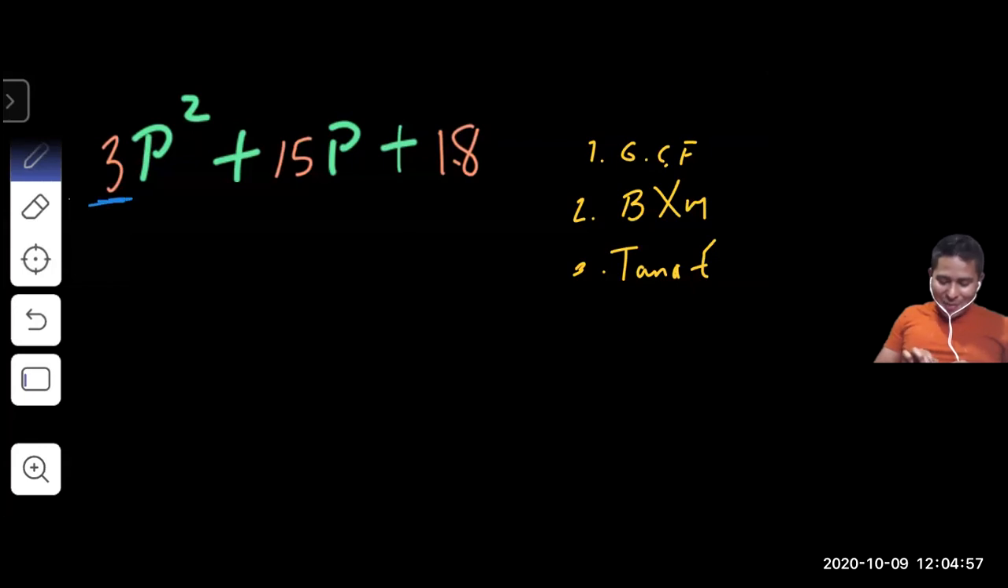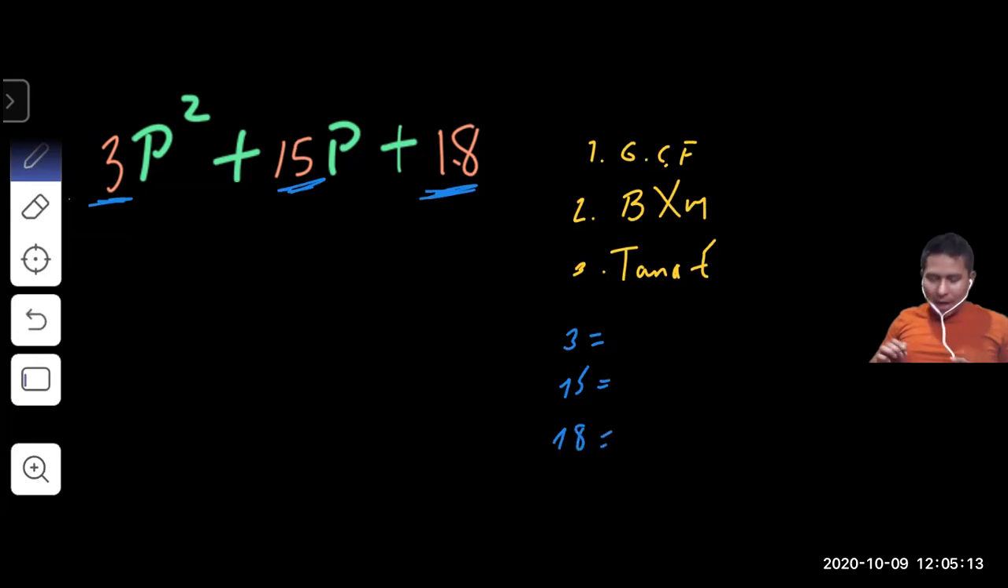Okay, we have 3, we have 15, and we have 18, right? We have these three numbers, guys. Do we have something in common? 3, 15, 18. Yes, right? If you don't get it, do not worry. You can do it step by step here, okay? You copy the numbers, 3, 15, 18.